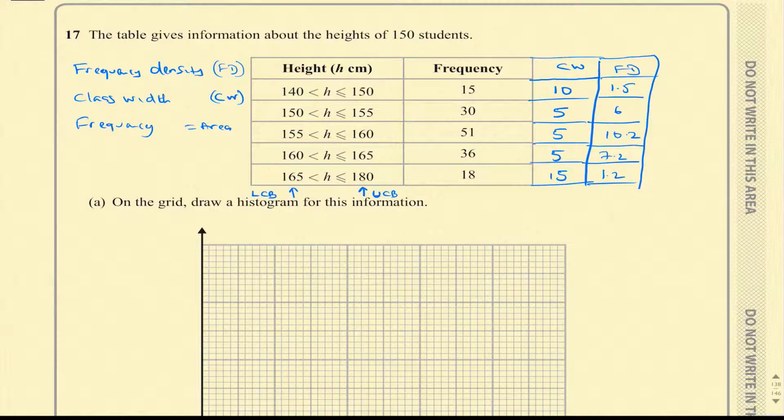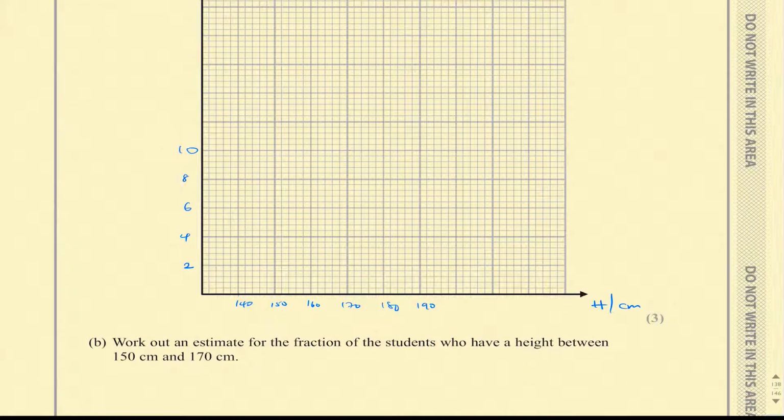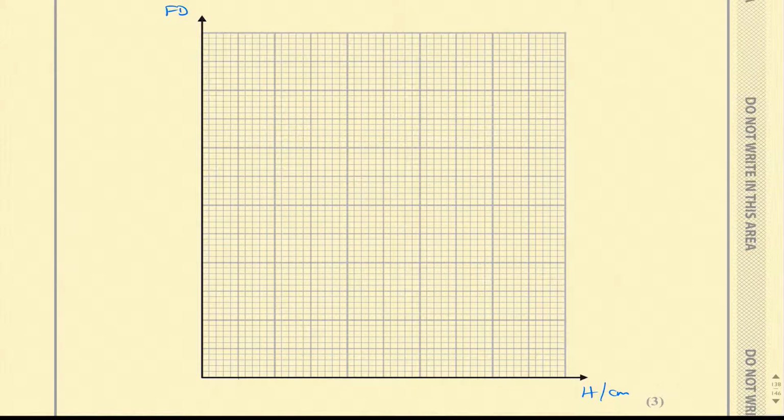Now we need to plot the frequency density on the y-axis. On the x-axis we need to plot the class width, which is the height, in centimeters. So now we need to calibrate this. I'm going to start with 140 here, then 150, 160, 170, 180, and 190.